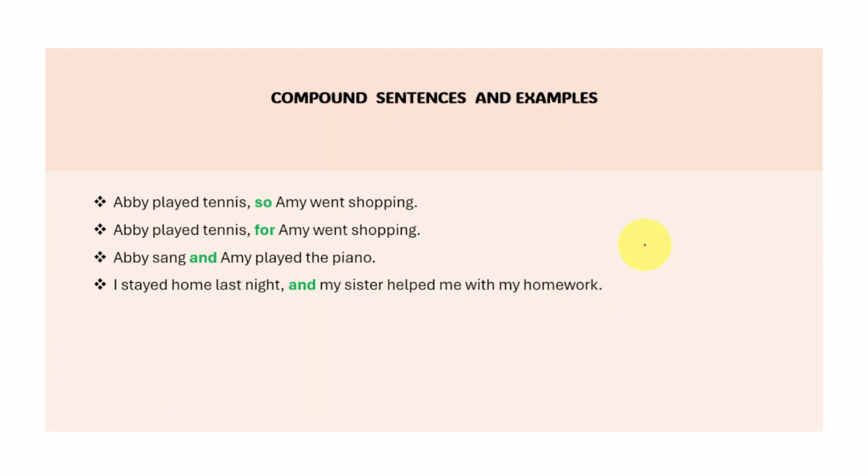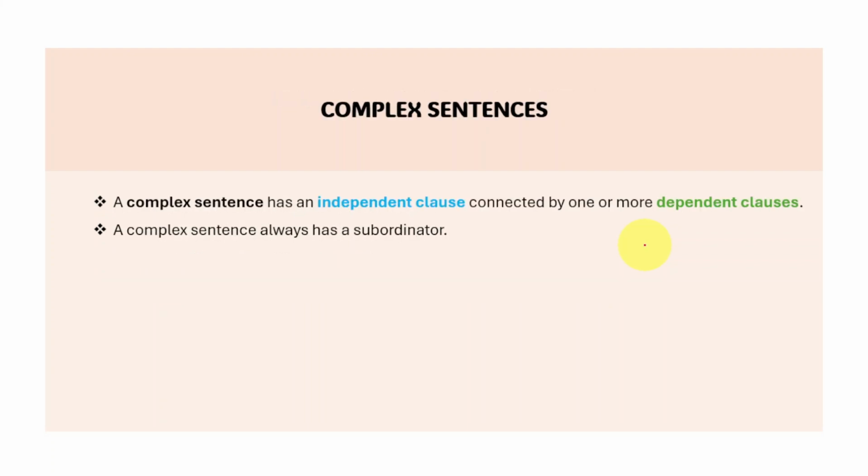So now we're gonna look at that part. I was talking about the compound sentence. Now here we're gonna deal with the complex sentence. This one is a complex sentence. A complex sentence has a dependent clause, connected by one or more dependent clauses. Okay, a complex sentence always has a conjunction.